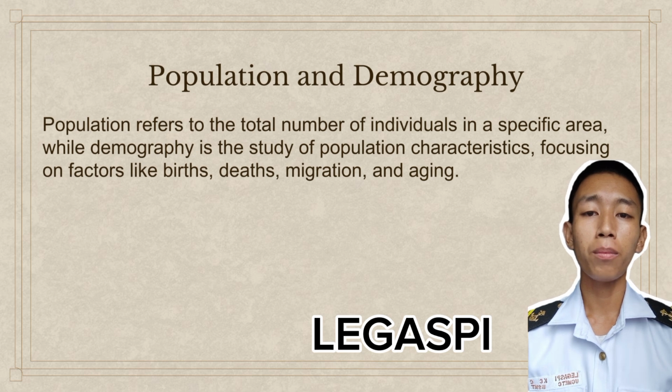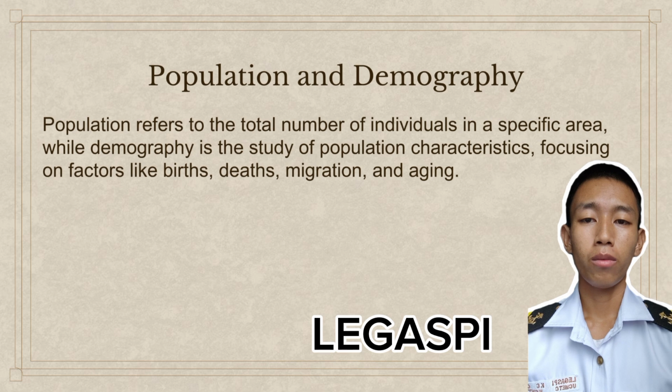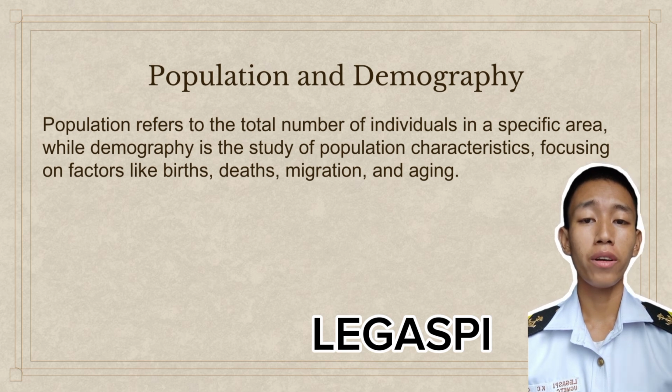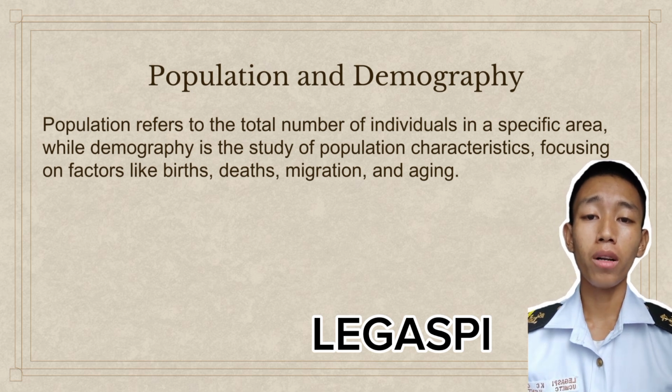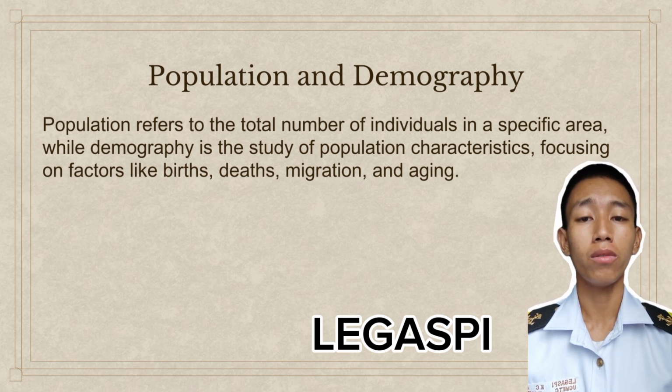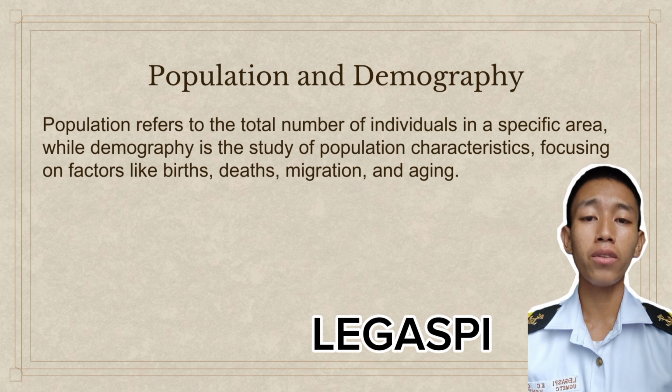They are essential for planning in areas like public health, education, housing, and urban development. One example of population and demography in action is Japan's aging population. Japan has one of the highest life expectancies and one of the lowest birth rates in the world, resulting in a rapidly aging population. Demographic studies in Japan reveal declining fertility rates and a shrinking working age population.